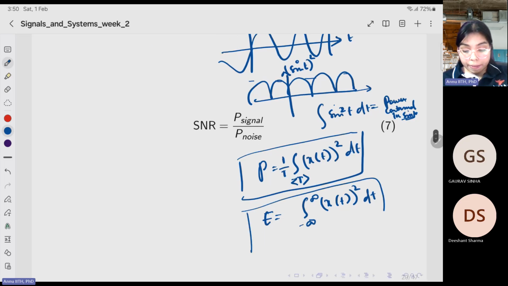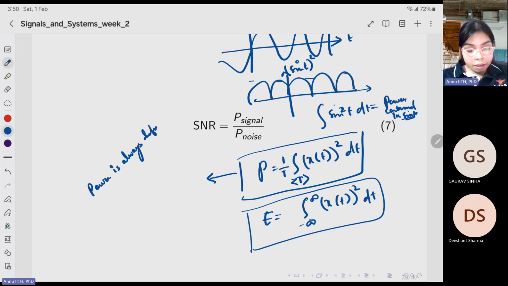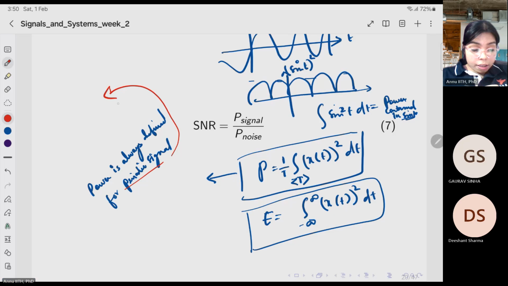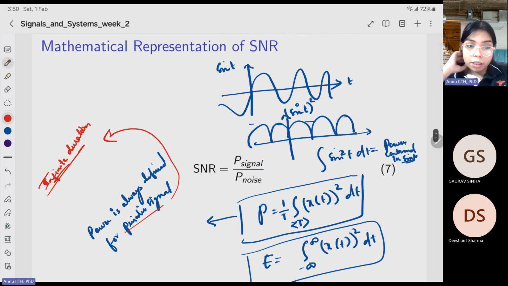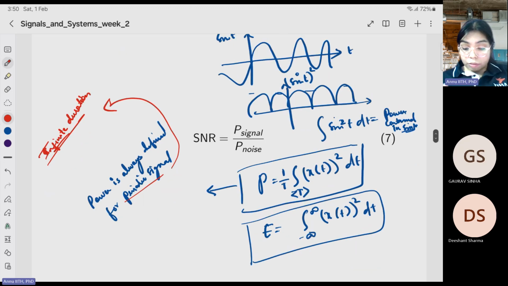Now, since the power and energy concept came here, my question is, power is always defined for periodic signals. And we saw a periodic signal is infinite in duration. Agree? Because it's sine, cosine, all periodic signals, and they are infinite in duration. Now, we always calculate power for those because we divide by T, averaging over one time period, and then we are squaring it and finding the integration, the area under that, and that is called power.